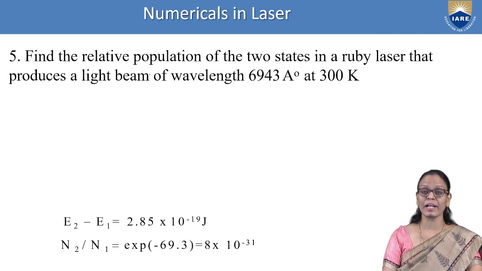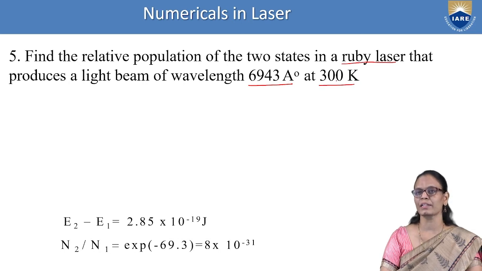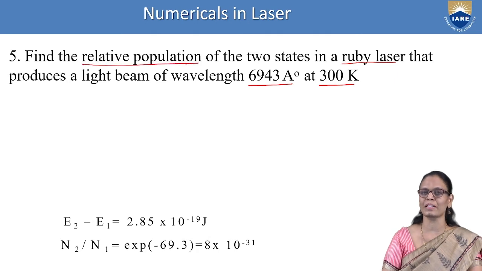Now the next one. Find the relative population of the two states in a ruby laser that produces a light beam of wavelength 6943 angstrom at 300 Kelvin. So we are talking about a ruby laser that emits wavelength 6943 angstrom at a temperature of 300 Kelvin. What we need to calculate is the relative population. So we'll first write the data, write the formula, understand, and then do it.